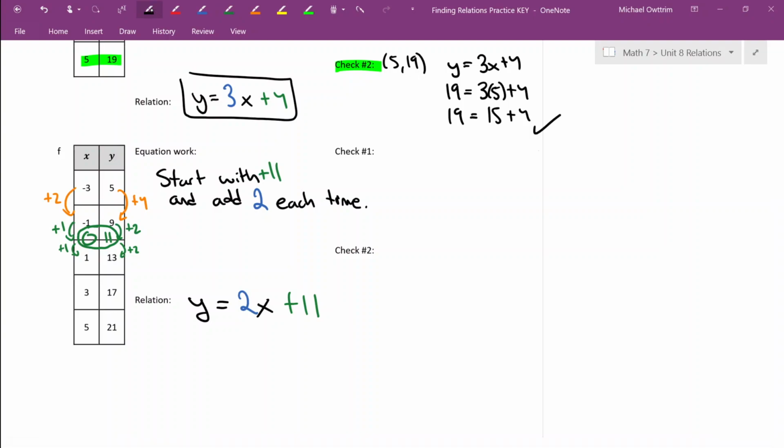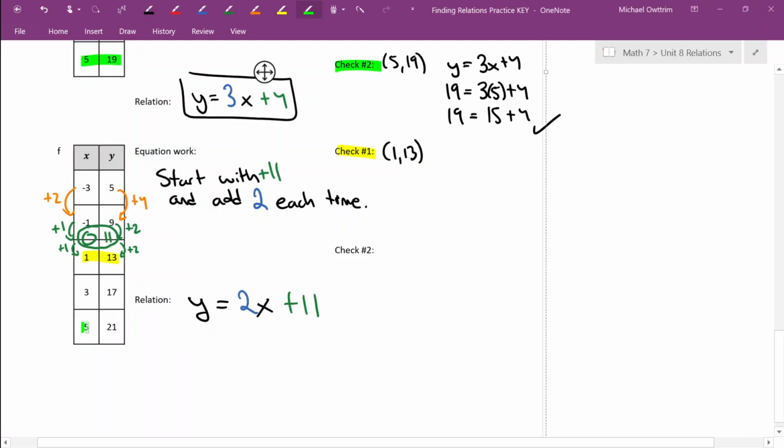Let's check any 2 random points. Now I will mention that since we don't necessarily know how to multiply by negatives, we should choose our positive points down here. So I'm going to check the point 1, 13. And I'll also check the point 5, 21, although again, it doesn't matter which 2 points you choose.